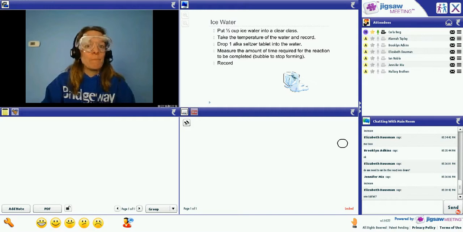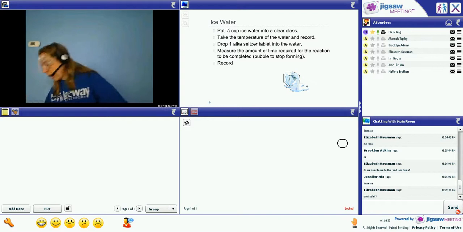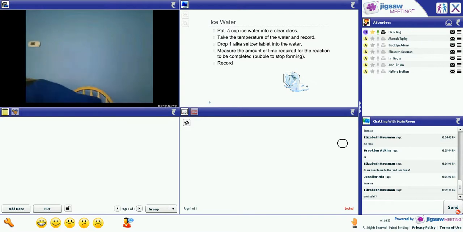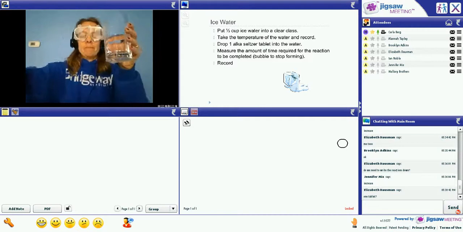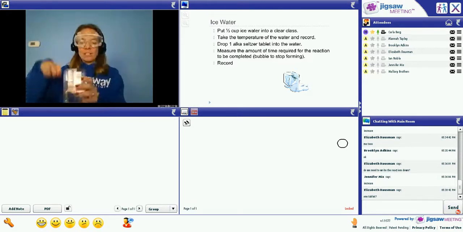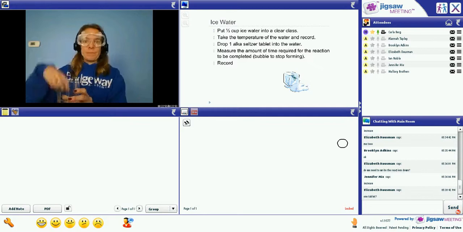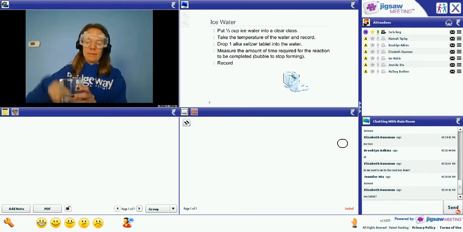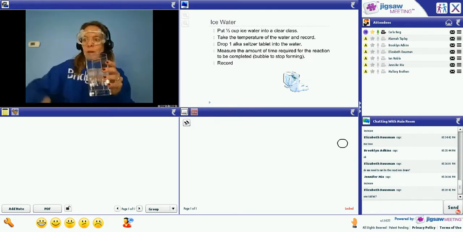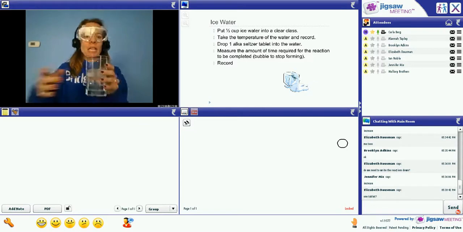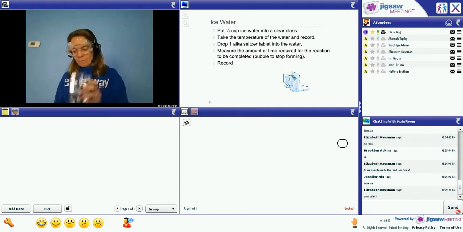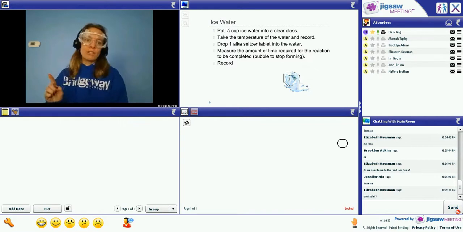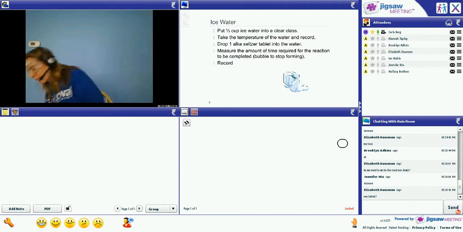The second part of our investigation is to do the activity with ice water. So, you are going to take your clear glass and you are going to add ice cubes to it. We are going to give our water a little swirl so that it becomes ice water. Note, do not stir with your thermometer.